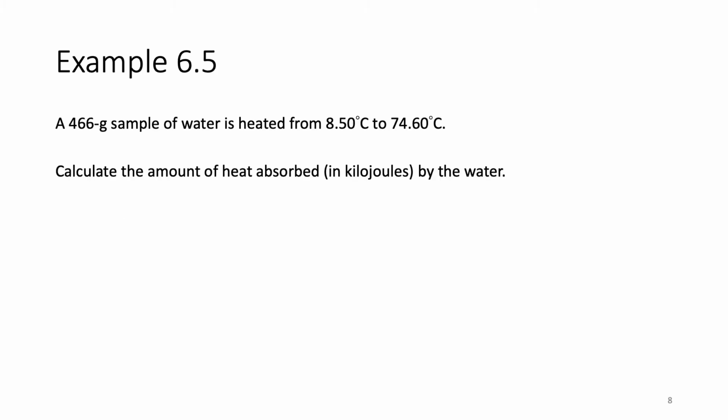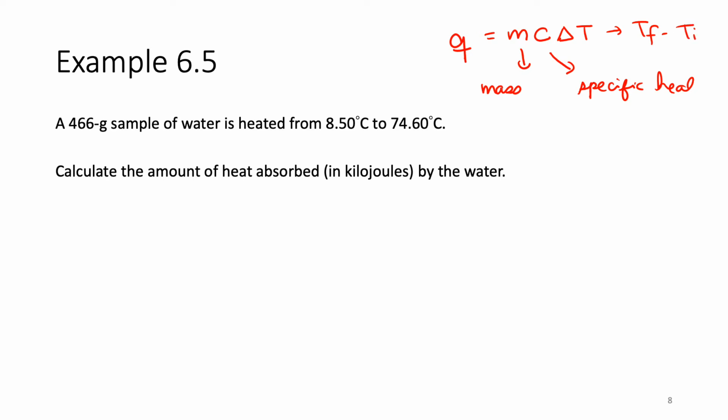So let's go ahead and try this out. The only way of doing this is by doing this. So this is how I write my Q's, by the way. I do the little stick throughout. So Q equals MC delta T. M is mass. C is specific heat. And delta T is going to be final temperature minus initial temperature. That is how you approach this problem.